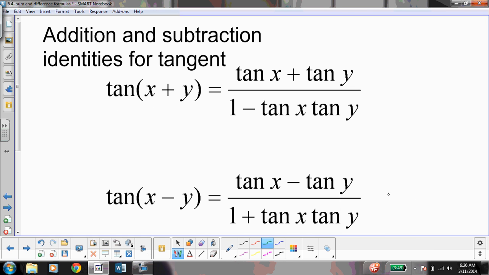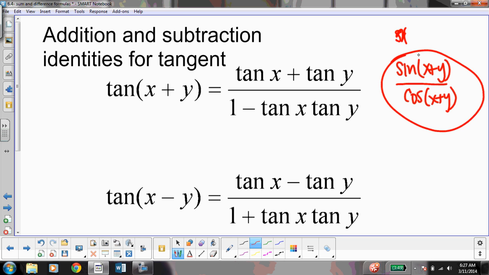You might also want to write down these two trig functions. These are the addition and subtraction identities for tangent. They are fairly complicated. Remember, you could also express the addition and subtraction identities for tangent as saying the sine of x plus y over the cosine of x plus y. You'll still end up with the same answers no matter what you do. Sometimes this way is a little bit shorter, though.